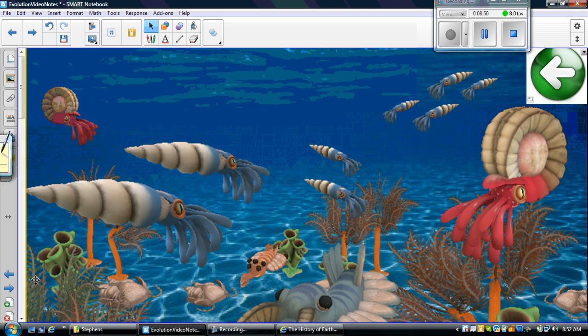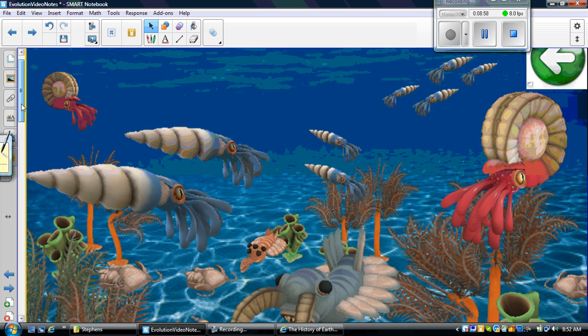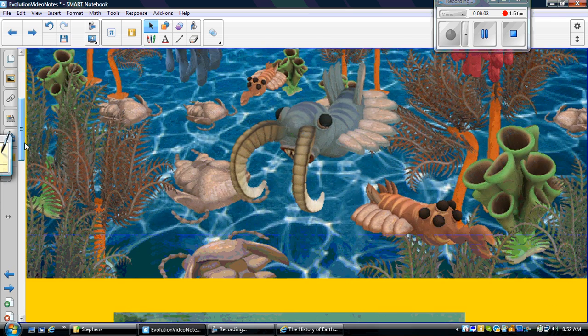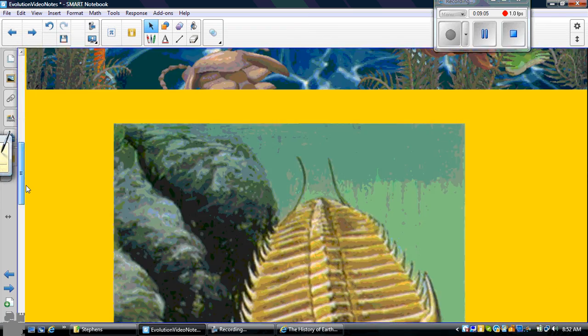To give you an idea of the Paleozoic time frame, because it was mostly a marine time era, these were some of the marine organisms that we found fossils of. Okay, there's your trilobites.